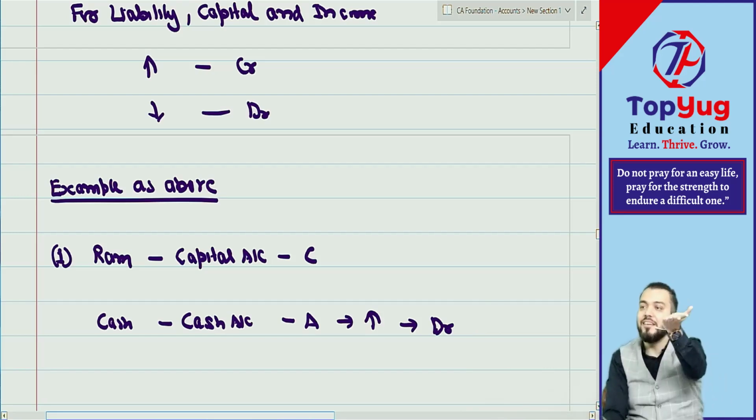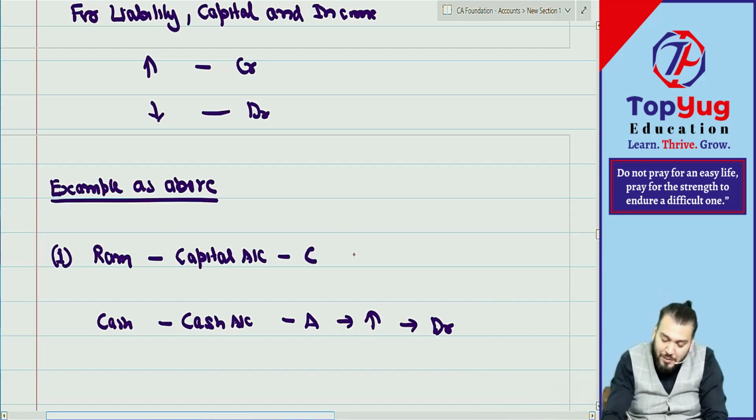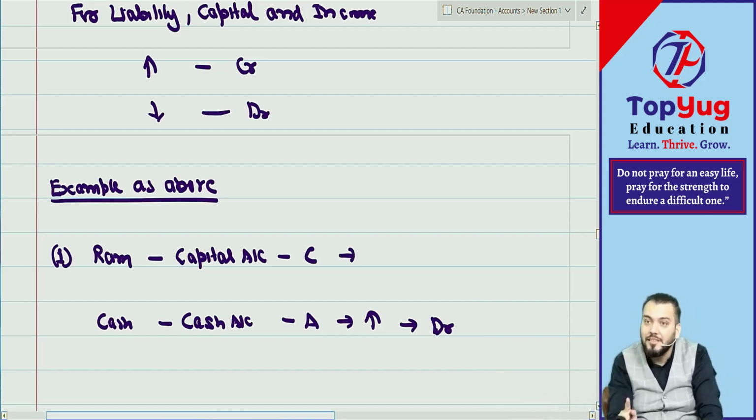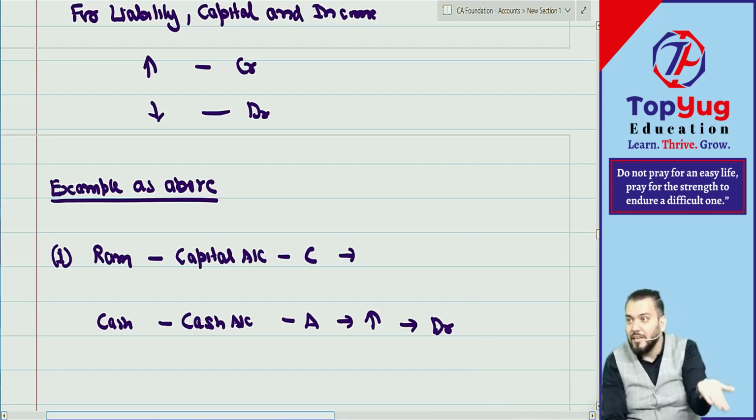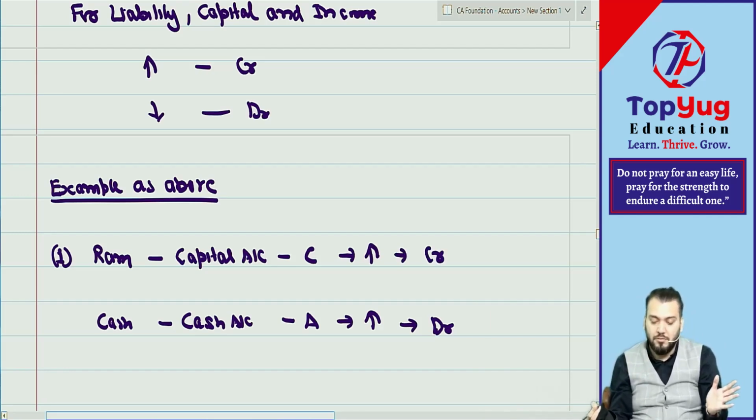So increase will be debit, decrease will be credit. For capital, income and liability, same rules. Capital, income, liability will always have a credit balance. So increase will be credit, decrease will be debit. Simple rule. Now बताओ. Capital of the business is increasing or decreasing? Increasing only. So capital will also increase. So increasing capital will be what? Credited. Understood? Same end result.